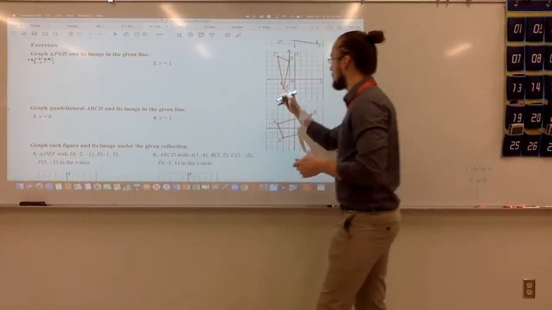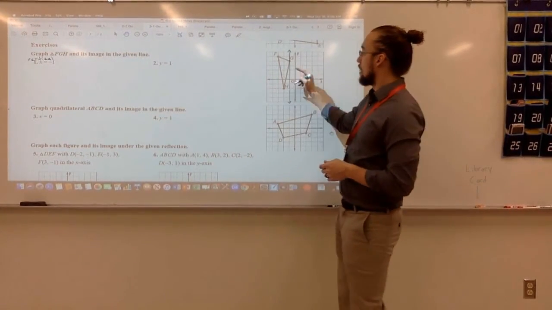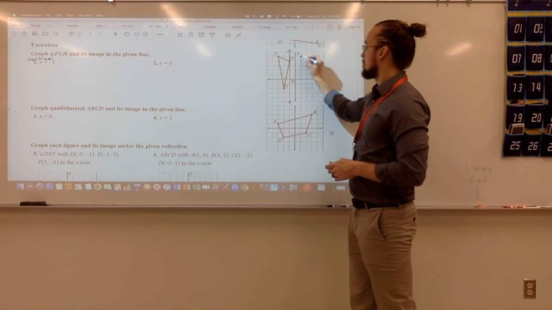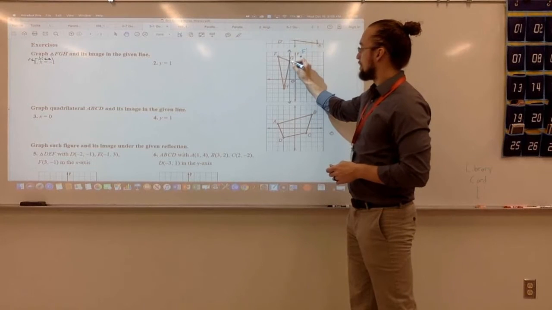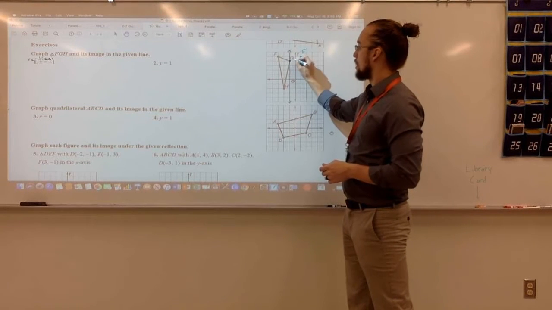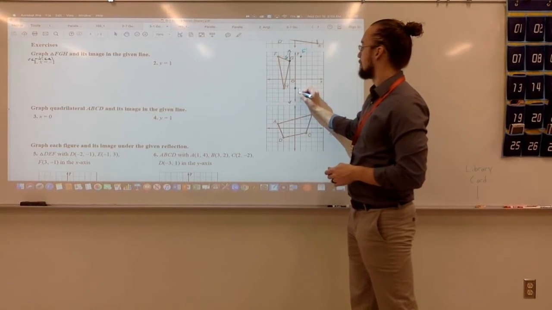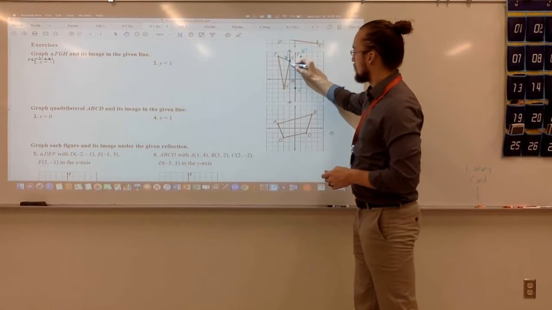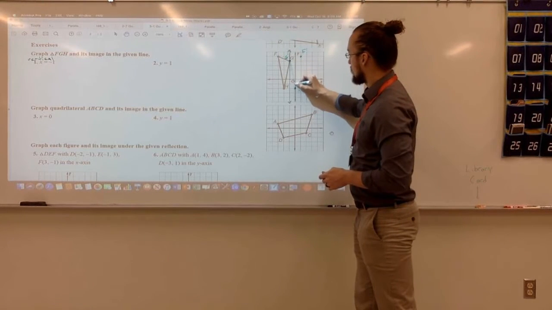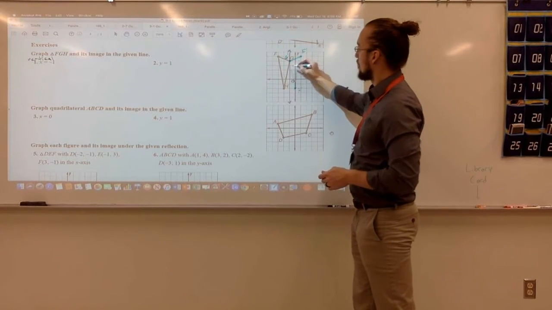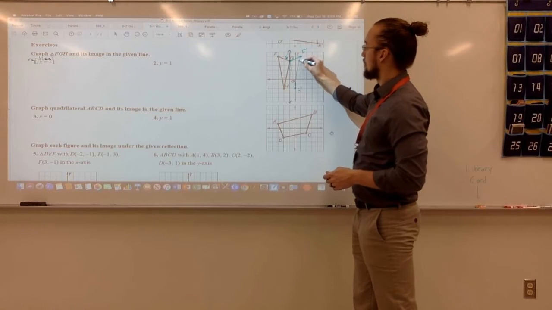So now, if I want to reflect my figure across that line, I'm just doing the same thing, counting the distance from each point. Well, F is 1, 2, so I'm going to go 1, 2 to get to F prime. G is on the line, so G prime will be in that same spot. And then H is 1 away, so H prime will be right here. So my figure reflected across the line x equals -1 will be right there.